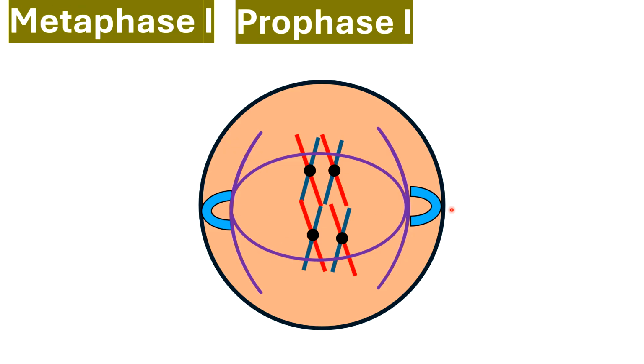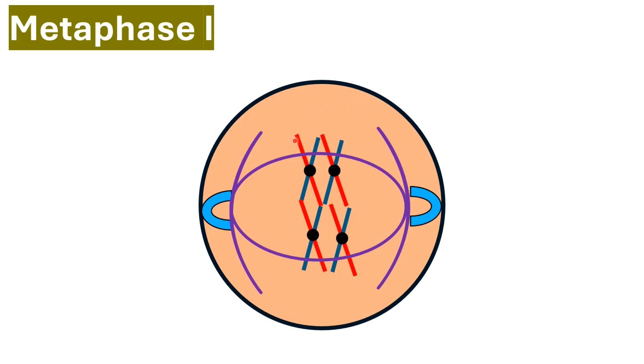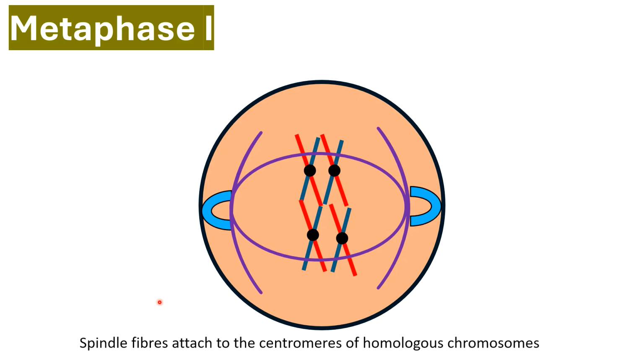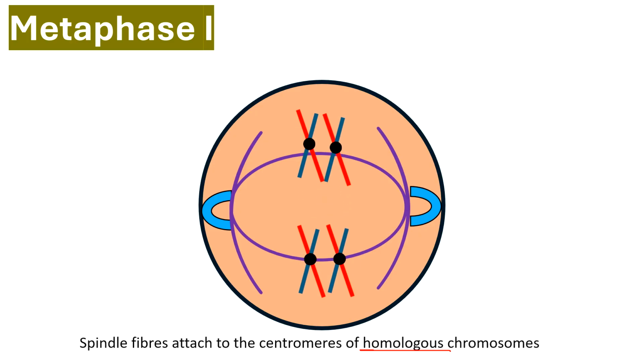And now we move on to metaphase 1, the second phase of meiosis 1. Here the spindle fibers are going to attach to the centromeres. So the purple thing is going to attach to the black circles of homologous chromosomes. So now we call them homologous chromosomes. As you can see, they attach to the purple thing, so they're lined up at the equator of the cell. You know, Earth, there's the equator.